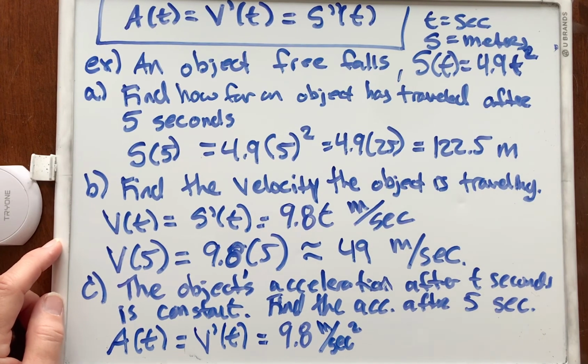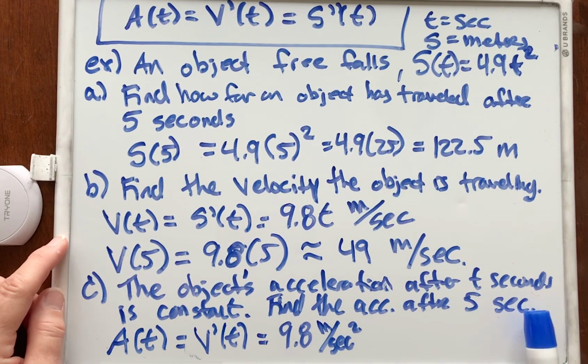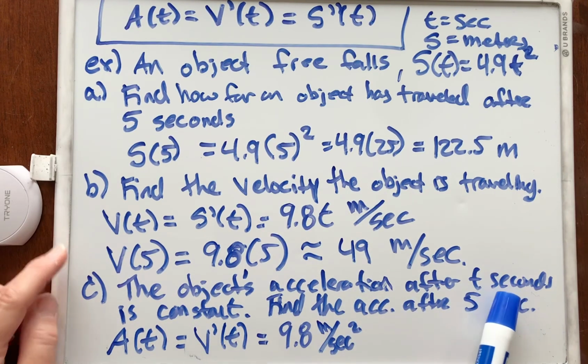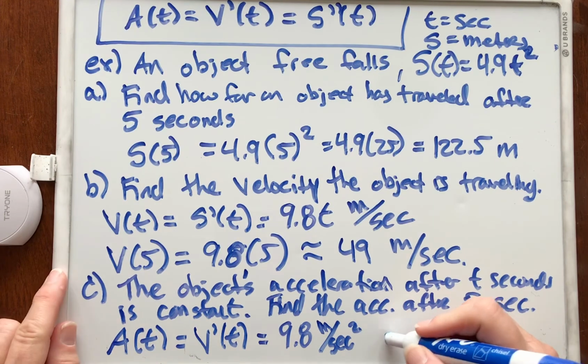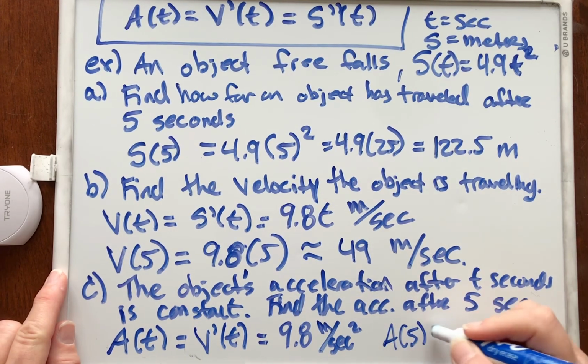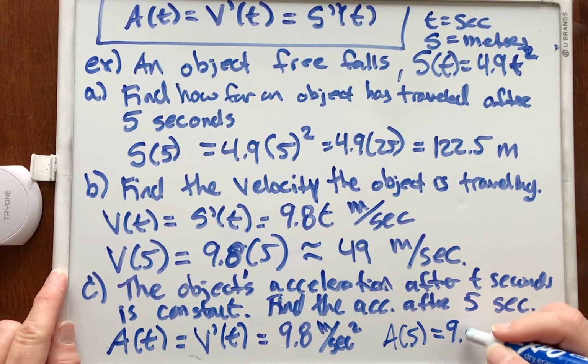Okay, so the question says find the acceleration after 5 seconds. But remember, it stated the object's acceleration after t seconds is constant. And this is just a constant number. So a of 5 will also equal 9.8 meters per second squared.